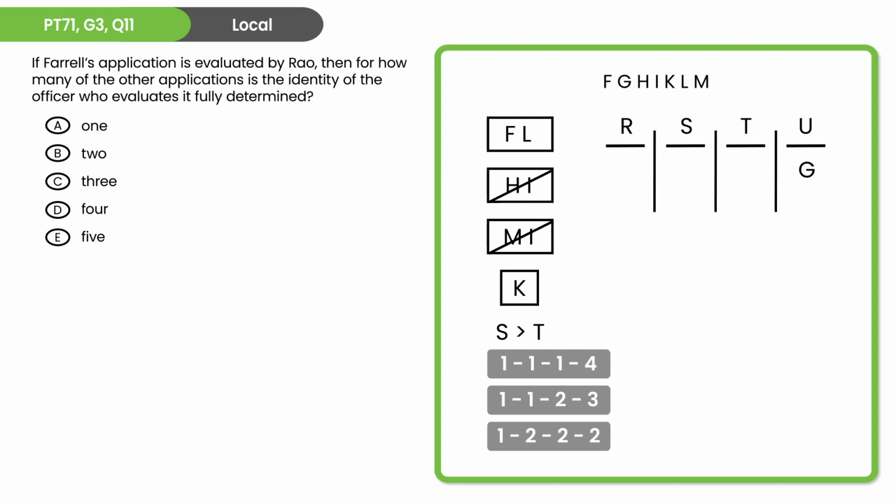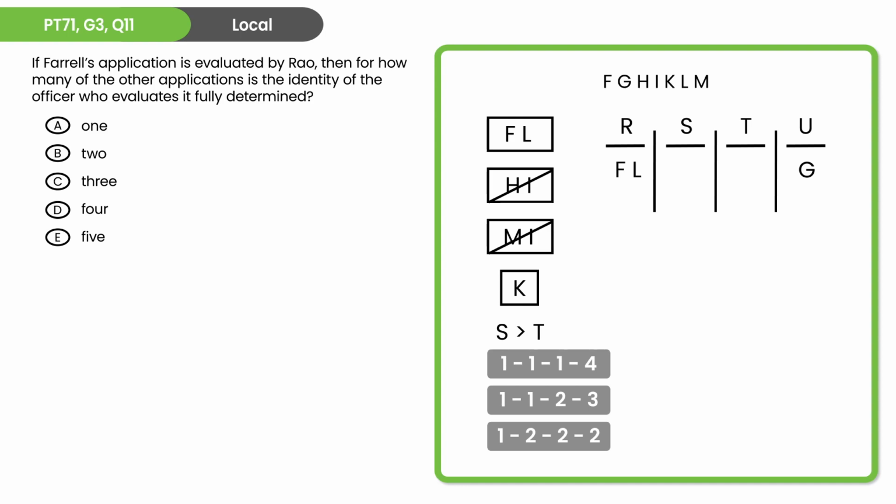All right, welcome back. So if F's application is evaluated by R, then for how many of the other applications is the identity of the officer who evaluates it fully determined? So this is an interesting question. They're going to give us this new piece of information, but they want to know how many other applications is it determined where they're going to go, right? Other than the one that they're giving us, F.